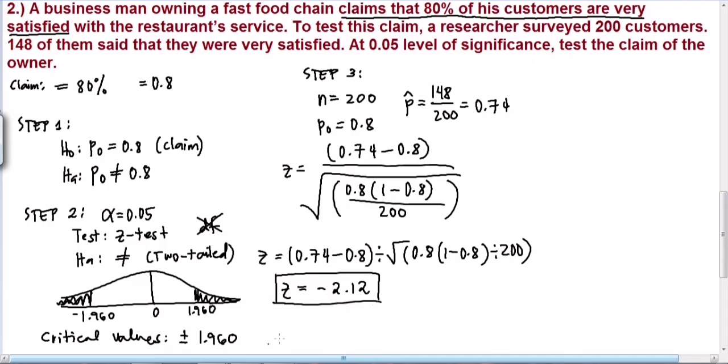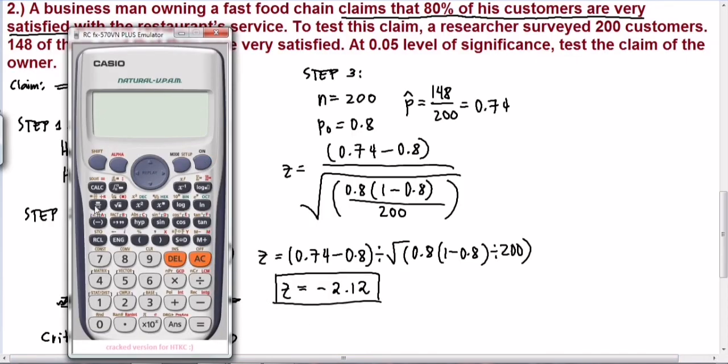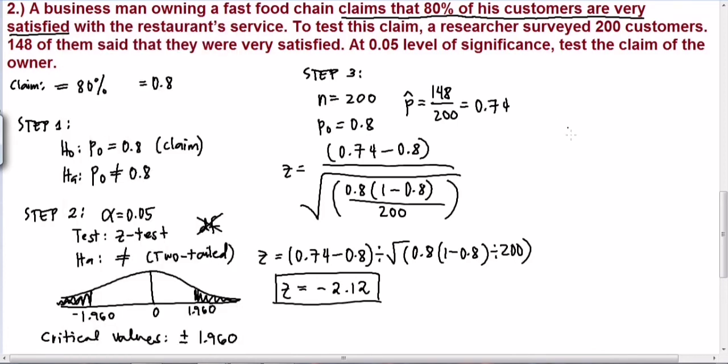Okay? Now, pag may fraction naman, pindutin muna si fraction sa taas, 0.74 minus 0.8, close. Sa ilalim, square root, tapos yung parenthesis na malaki, then saka nyo pindutin si fraction, 0.8 sa taas, times 1 minus 0.8, close parenthesis, sa baba naman, 200, and then move sa kanan, saka nyo i-parenthesis. Ayan. So, the answer is the same, negative 2.12. Okay? So, step 4 is the decision.